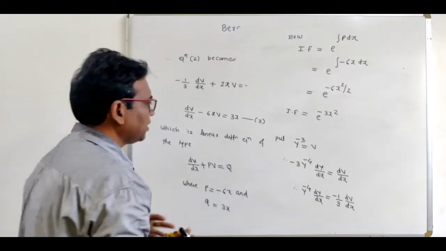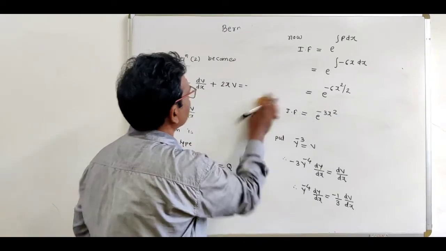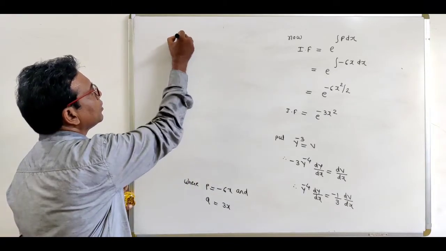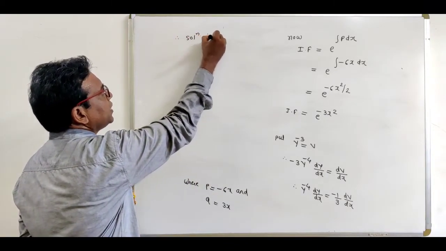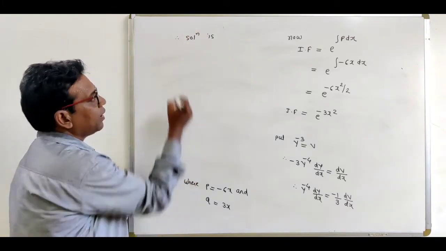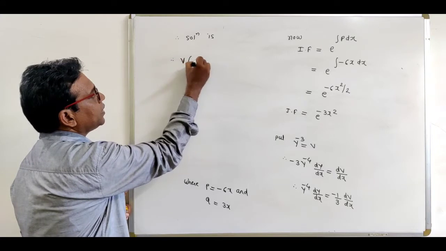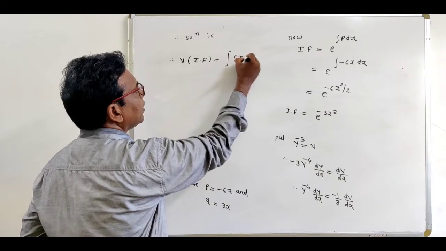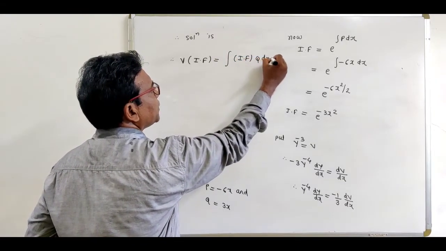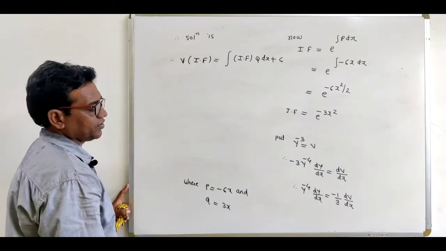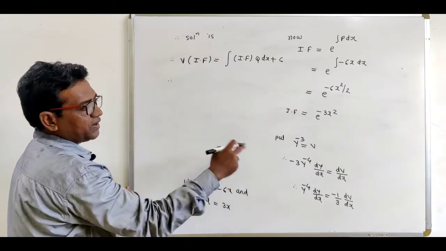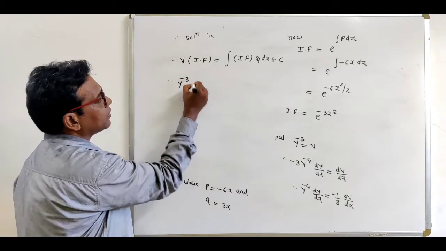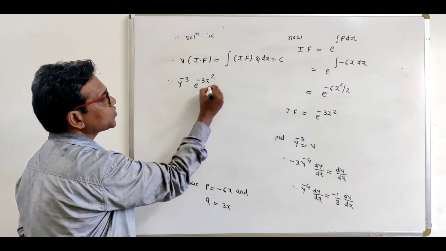So find out the solution. Write down the solution. Therefore, the solution is, so what is the formula? v into integrating factor is equal to integral of integrating factor into q dx plus constant of integration. So put the values. What is v? v means y raised to minus 3. What is our integrating factor? That is e raised to minus 3x square.